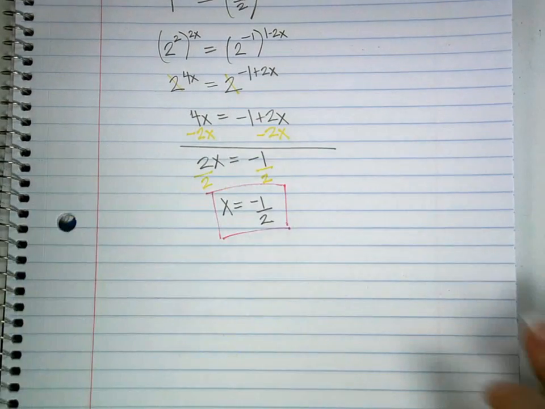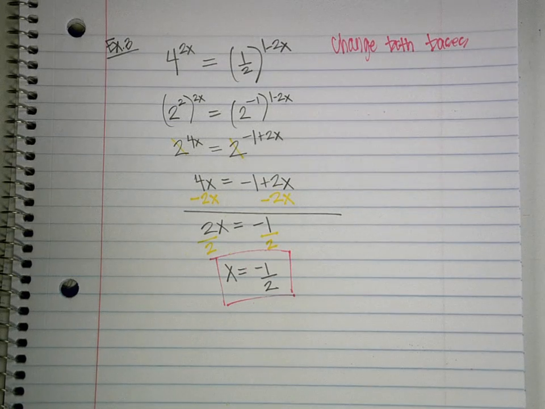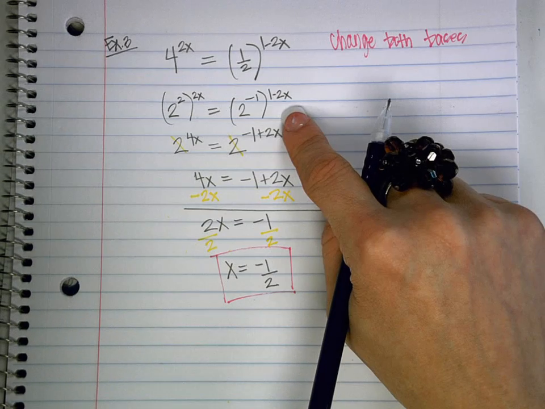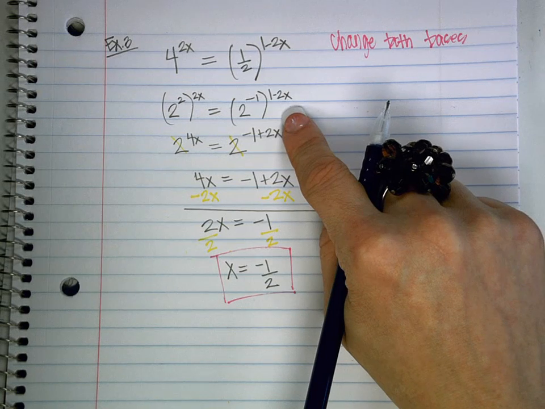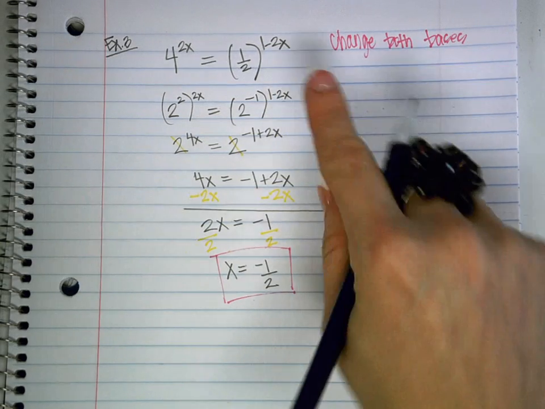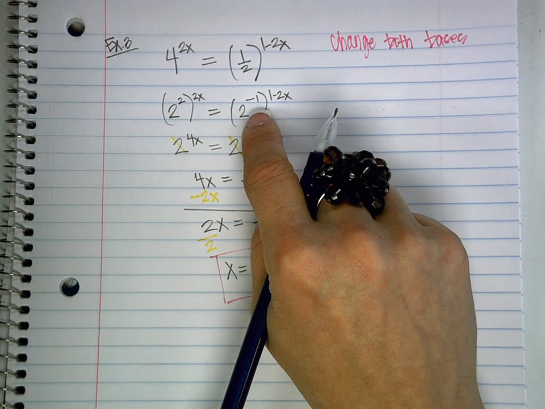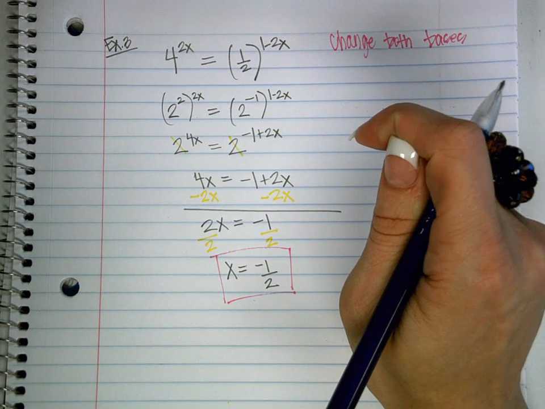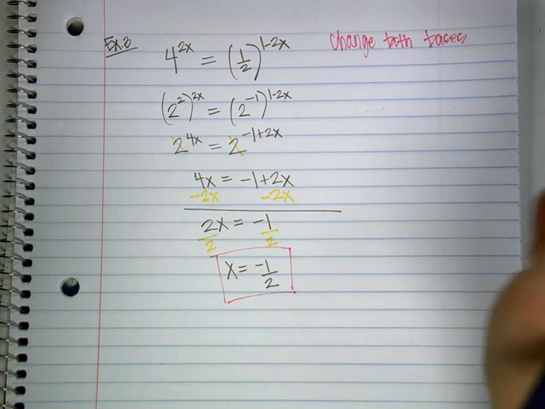Questions on how I did that? How do I get the second step, second layer? There's 2 and then the negative on the inside. Do you understand that 2 to the -1 is equal to 1/2? Remember, fractions are made from negative exponents.